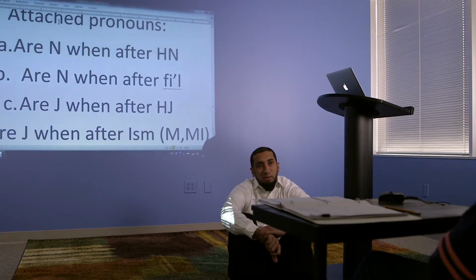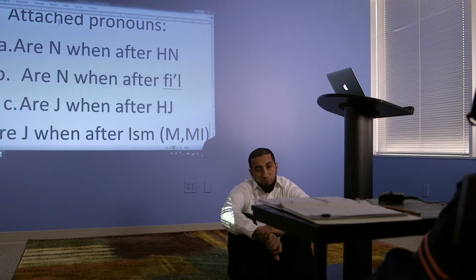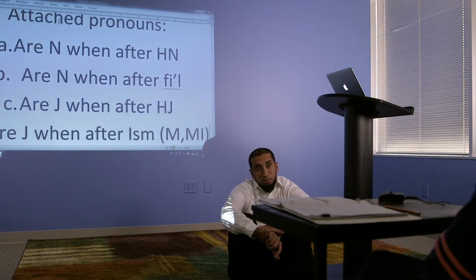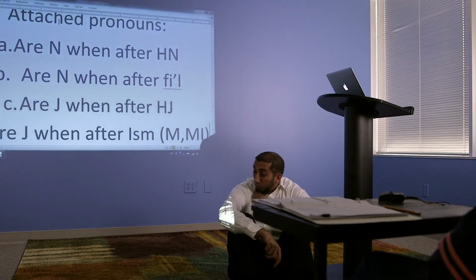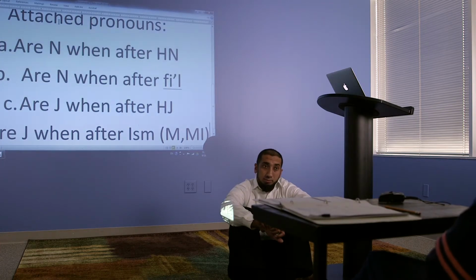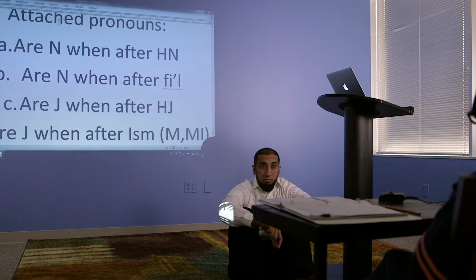We've done kitab a long time, and Muslim a long time. So let's try something new. Let's try hasub. His computer. Hasubu. The computer of both of them. Hasubuhuma. Hasubuhum. Hasubuha. Hasubuhuma. Hasubuhunna. Your computer. Hasubuka. Hasubukuma. Hasubukum. Hasubuki. Hasubukuma. Hasubukunna. Good. Then hasubi and hasubuna.